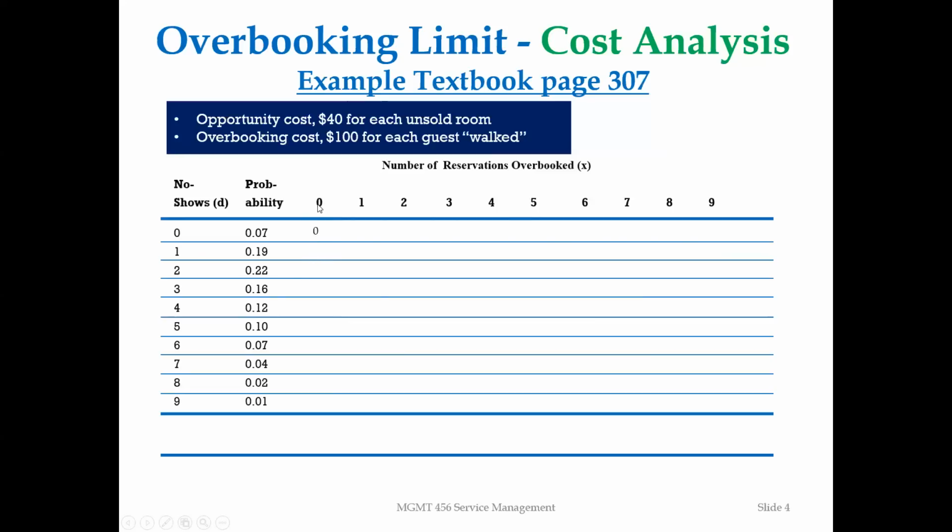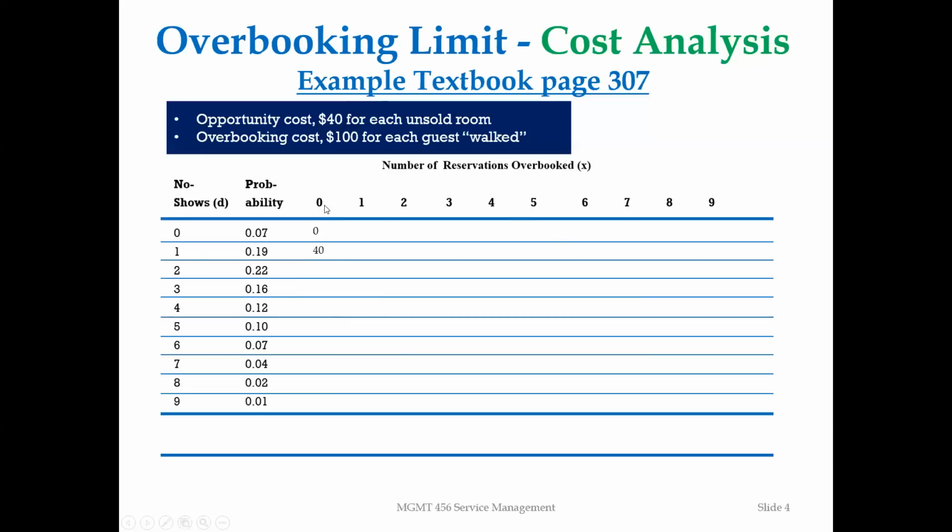Now what will happen if there's one no-show? I take 100 reservations, and there's one no-show. So one person ends up not showing up. What's the consequence? The consequence is I will have one empty room. That represents what cost? It represents opportunity cost. I have one empty room that represents opportunity cost. How much? $40.